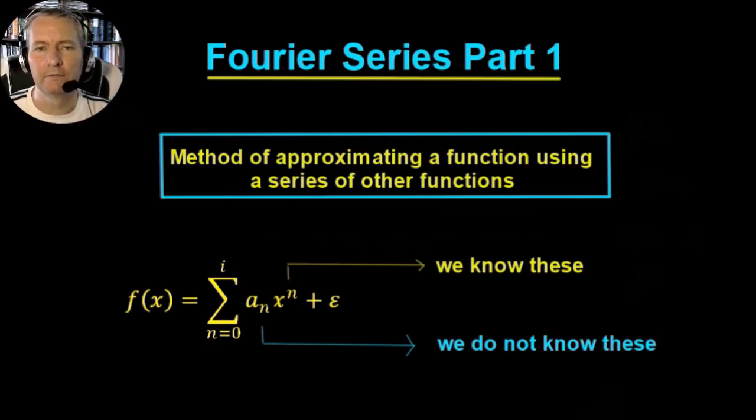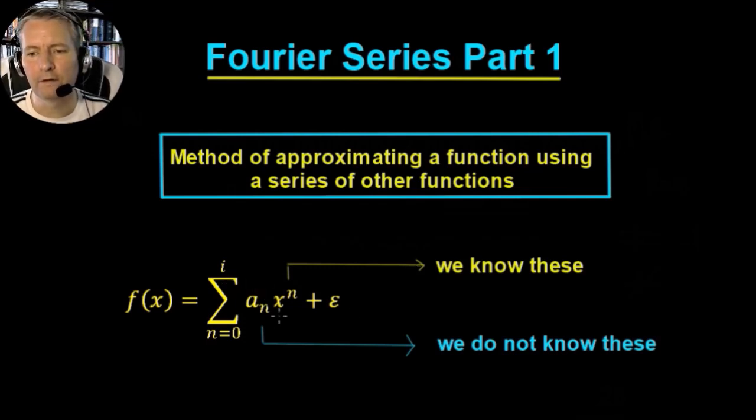Now we've seen this in the previous video when we looked at the Taylor series, so what we're going to do is just look at a little comparison with the Taylor series. So in the Taylor series we noted that we can approximate a function f of x by using a series of polynomial functions. So we said that f of x would equal the sum from n equals 0 to infinity of a n x to the n, and there would be an error which is your epsilon. So we know these values x to the n, these are just our polynomial functions, so our constant function, our straight line, the x squared, the x cubed, x to the 3, x to the 4 and so on.